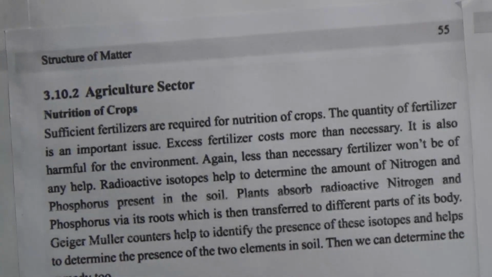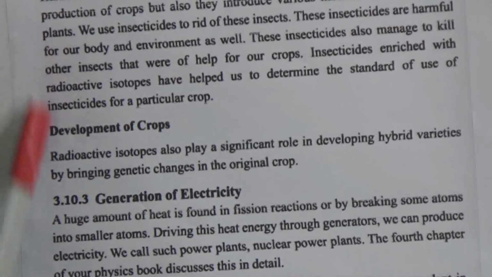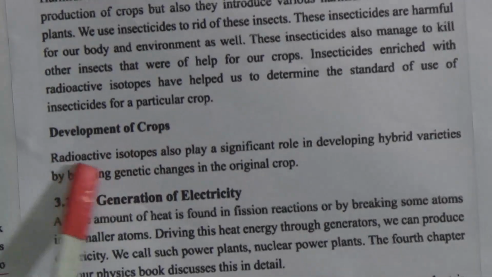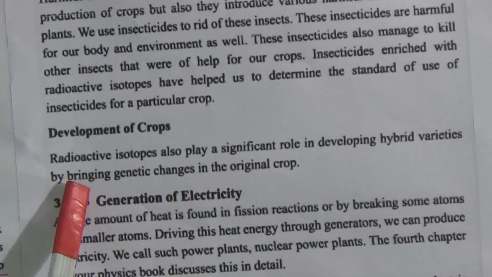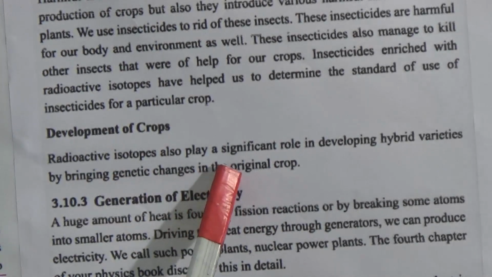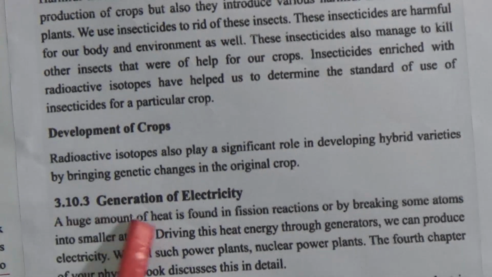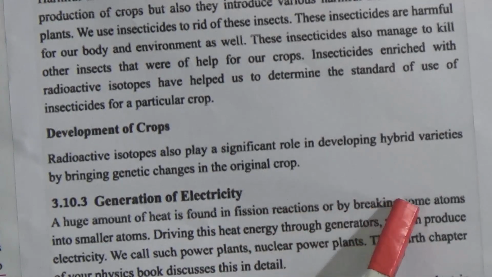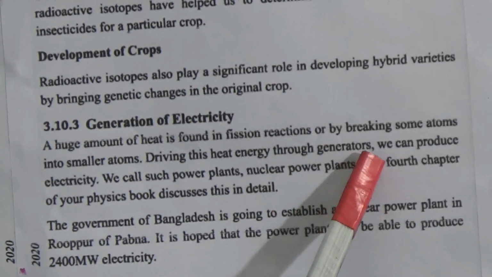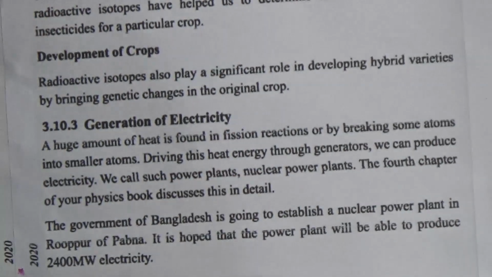Now, for getting rid of harmful insects, by using radioactive isotopes we can also kill harmful insects. For the development of crops, radioactive isotopes also play a significant role in developing hybrid varieties by generating changes in the original crops. Now come to generation of electricity. A huge amount of heat is found in fission reactions, by breaking some atoms into smaller atoms. Driving this heat energy through generators, we can produce electricity. We call such power plants nuclear power plants.